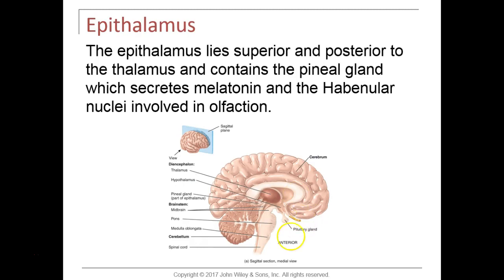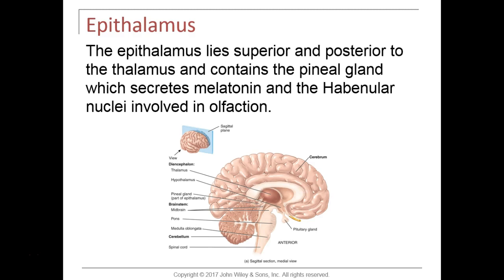The epithalamus lies superior and just posterior to the thalamus. So here's the thalamic lobe. The epithalamus is up at the top and extends downward a little bit to the posterior section of it. The epithalamus contains the pineal gland, which produces melatonin. And you may have heard of that before. You can buy melatonin as a supplement, as a sleep aid.